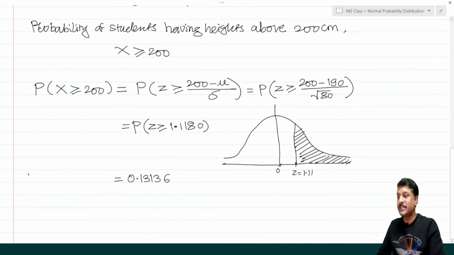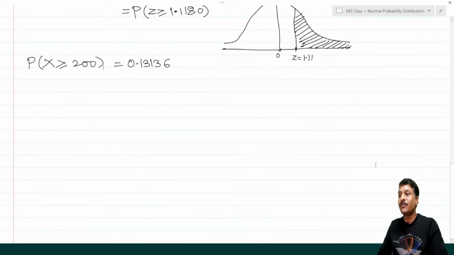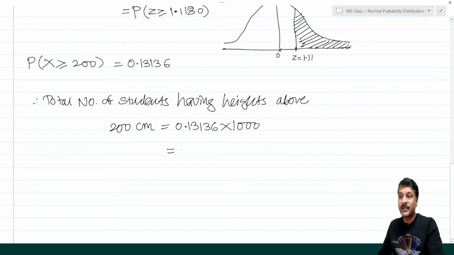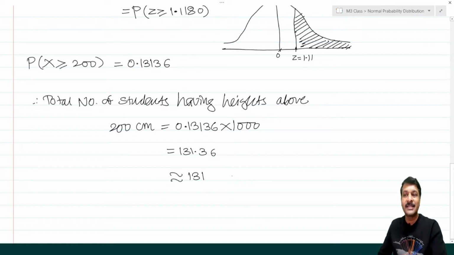0.13136. So it is the probability of X having height greater than or equal to 200 centimeter. So the total number of students having heights above 200 centimeter is equal to that probability we got, 0.13136, into 1000 students. So I am getting here 131.36, which means 131 students. So the total number of students having heights above 200 centimeter is 131.